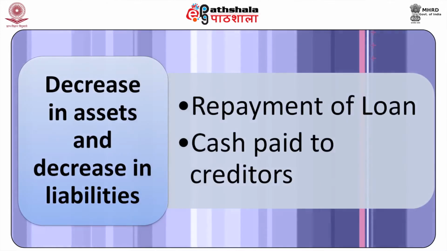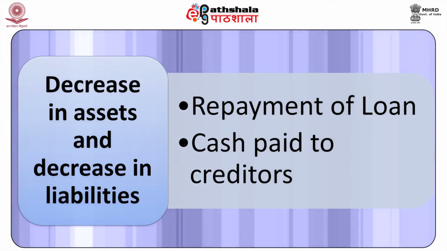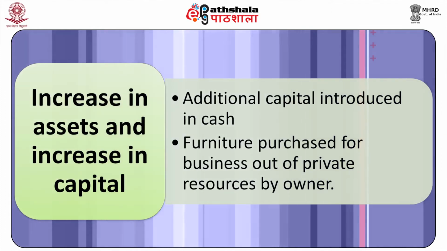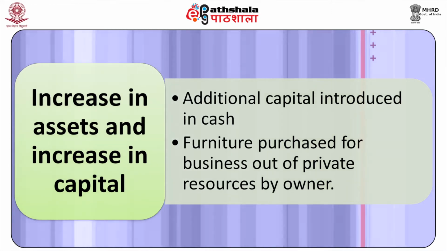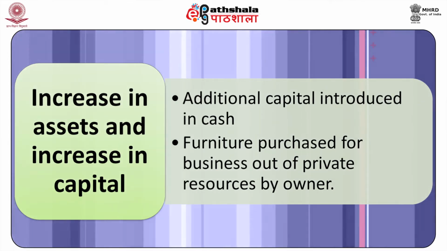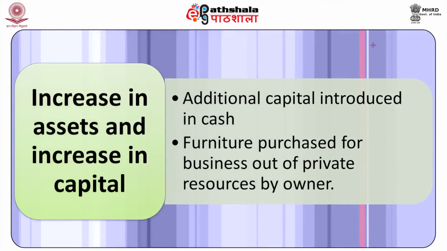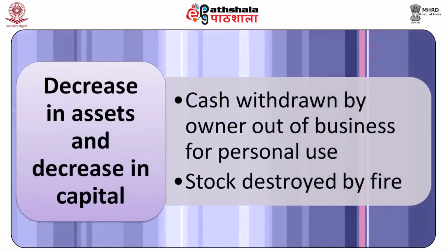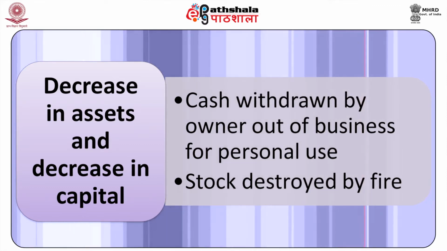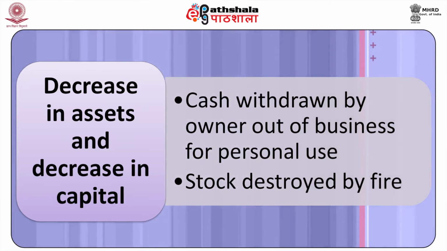Next, we come to decrease in assets and decrease in liabilities. Take an example of repayment of loan or cash paid to creditor. Third, we come to increase in assets and increase in capital. For example, additional capital introduced in cash or furniture purchased for business out of private resources by the owner. Now let's come to decrease in assets and decrease in capital. For example, cash withdrawn by owner out of business for personal use or stock destroyed by fire.